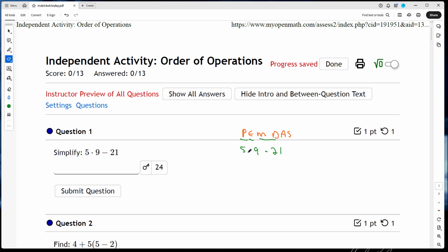So from left to right, I see 5 times 9, which is 45, minus 21. Then I subtract, addition and subtraction. 5 minus 1 is 4. 4 minus 2 is 2. And that's our answer here, 24.